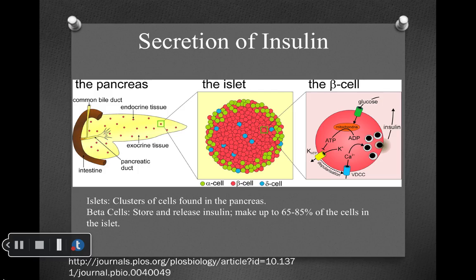So this is a picture of the pancreas and the cells inside the pancreas. Islets are clusters of cells found in the pancreas, and the islet contains alpha, beta, and gamma cells. The beta cells are the red cells found in the middle picture. They store and release insulin. As you can see, they make up 65 to 85% of the cells. Alpha cells produce hormones to elevate glucose levels, and gamma cells produce polypeptides that regulate secretion.